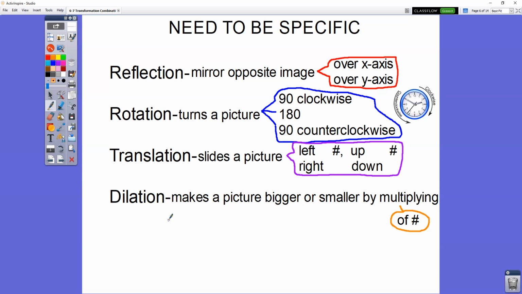A dilation is the only one that makes it bigger or smaller by multiplying. So when you say that it's a dilation, you have to say of how many. That number is what you're multiplying by. So if you're multiplying by 2, it would be of 2. If you're multiplying by 1/2, meaning that it's getting smaller, you would say of 1/2. So you have to be specific when you say whether it's a reflection, rotation, translation, or dilation.